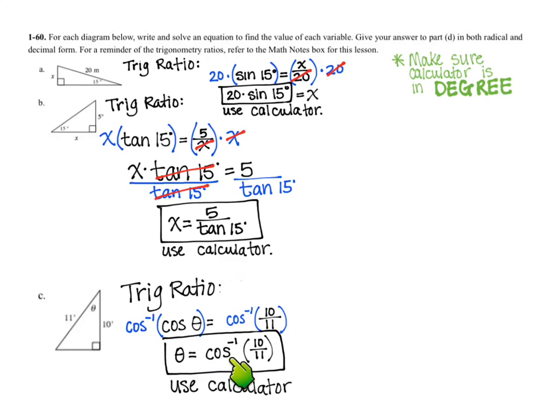There's a cosine with a little -1. That's read as the inverse of cosine. You have to make sure you use the parentheses, 10 divided by 11, and end the parentheses, and then hit enter. And that's the instructions on how to do 1-60 parts A, B, and C.